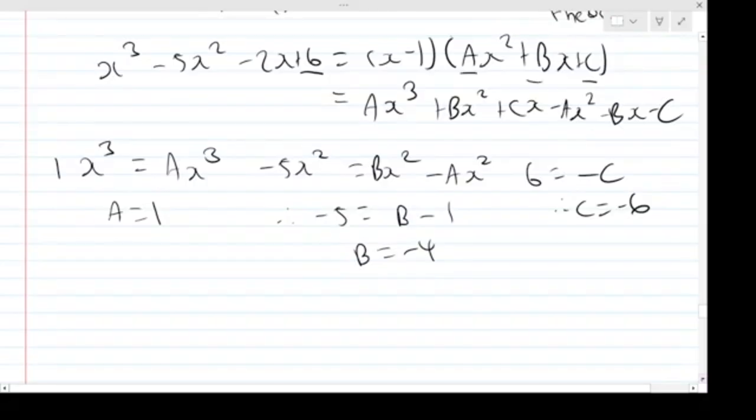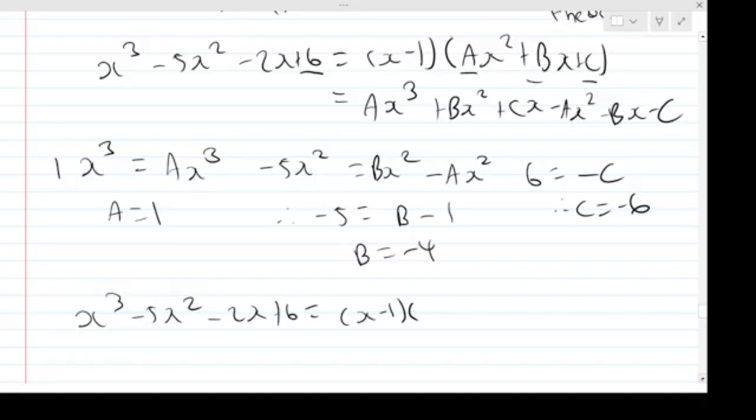So therefore we can factorise it to x minus 1, and then a is 1, so it'd be x squared. B is minus 4, so that's minus 4x. And c is minus 6. There we are.